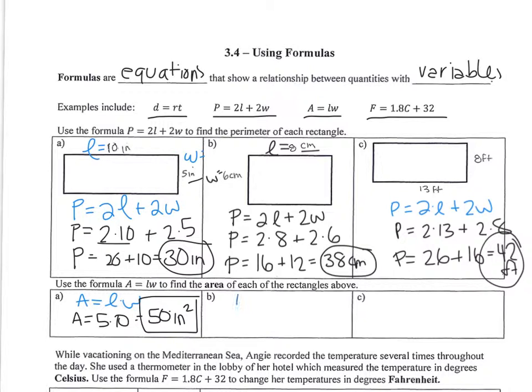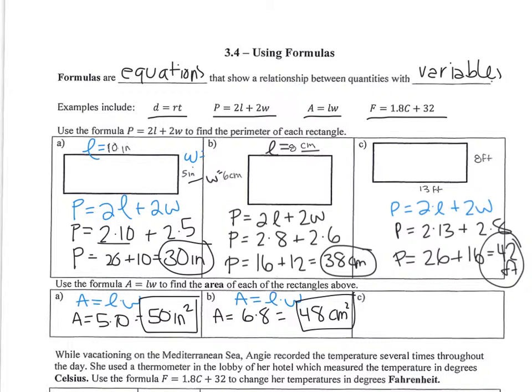Letter B, write the formula. Area equals length times width. Now substitute in. The length is 8 and the width is 6. So this is 48, and my units are going to be centimeters squared.